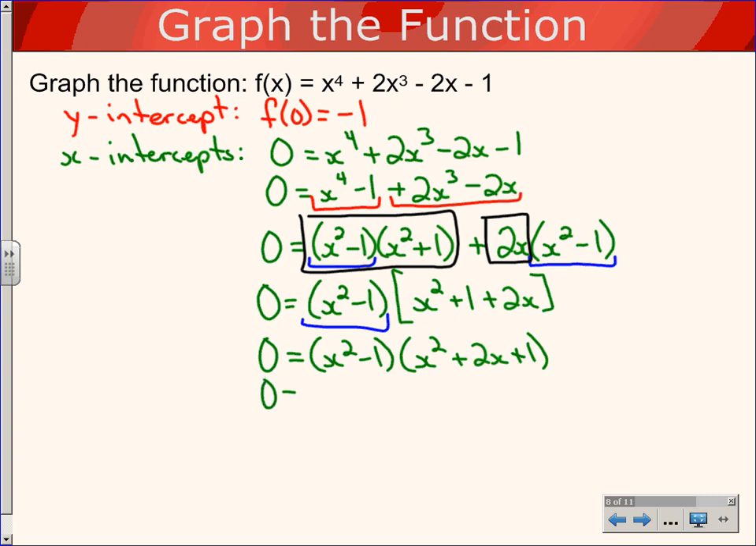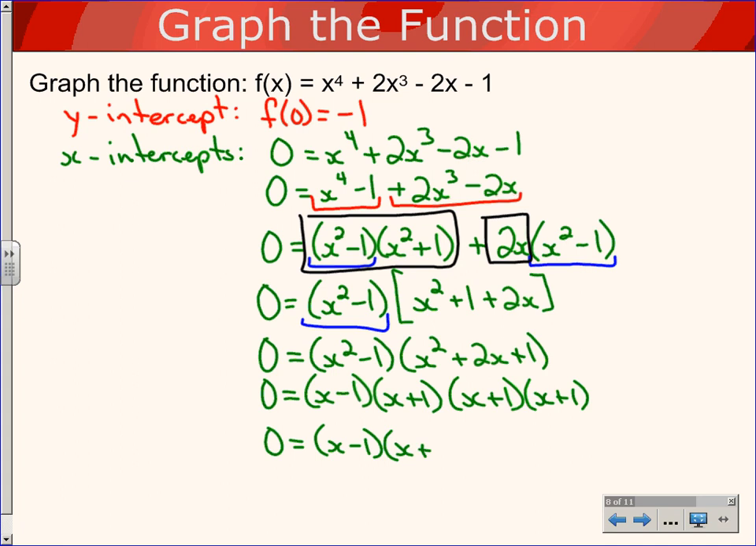And I'm going to keep factoring. X squared minus 1 is another difference of squares, and x squared plus 2x plus 1 is a perfect square. It's x plus 1 times x plus 1, or x plus 1 squared. Which means I can simplify the whole thing to x minus 1 times x plus 1 cubed. And maybe, hopefully, you remember a little bit from advanced functions what that exponent of 3 tells you. If not, we'll see in a second.